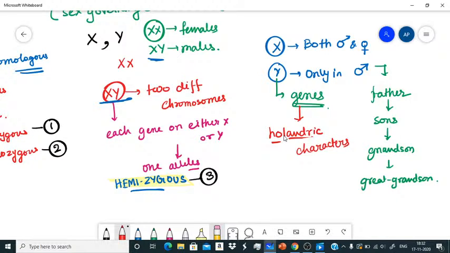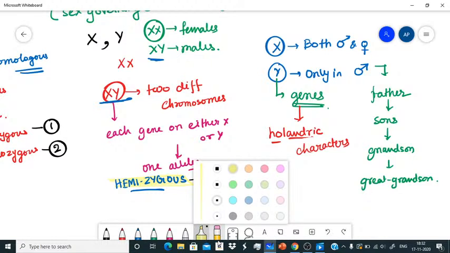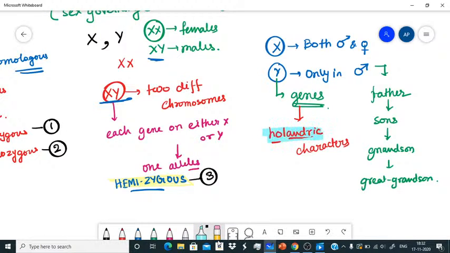Right. Holandric characters. Now this term holandric is very important, that you have to remember. Now what are the holandric characters actually? Like you will see the pattern of hair distribution in the body. Some males have inherently high amount of hair growth in their body, like very thick beard, mustache, chest hair, etc. Whereas certain males have very scarce body hair, very scarce beard or mustache.